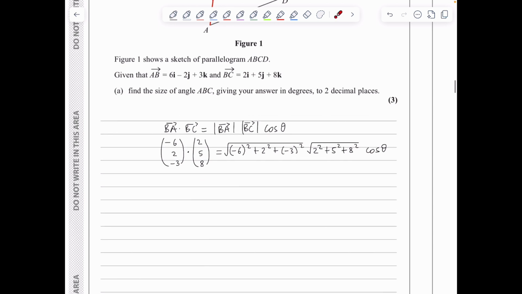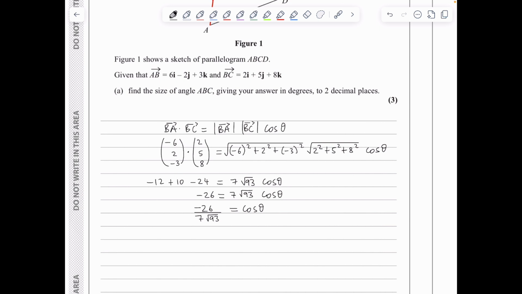Now when we do the dot product of two vectors, we do i times i plus j times j plus k times k, and this leads to negative 12 plus 10 minus 24 being equal to negative 26. The magnitude of BA is 7, the result of this here. And the magnitude of BC turns out to be root of 93. So we've got 7 root 93 cos theta, leading to negative 26 is 7 root 93 cos theta, and therefore negative 26 over 7 root 93 is equal to cos theta.